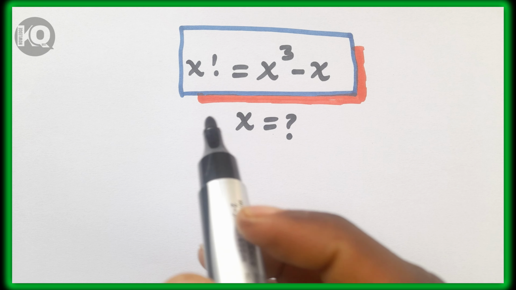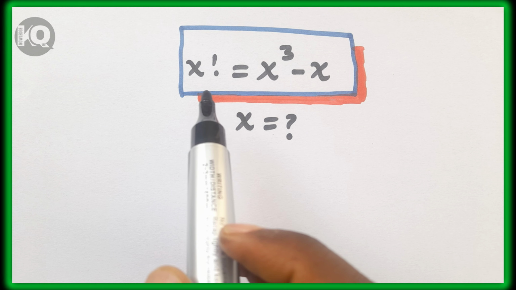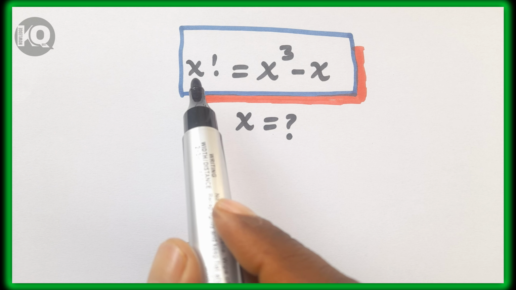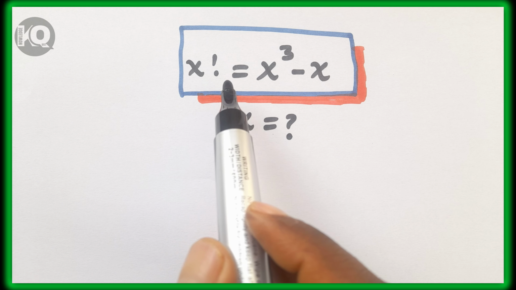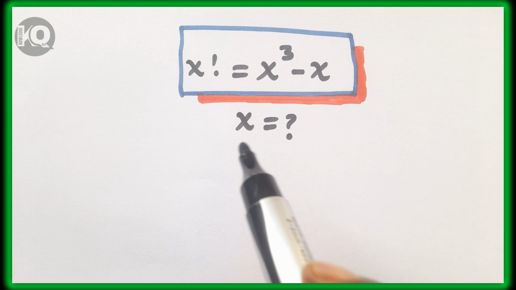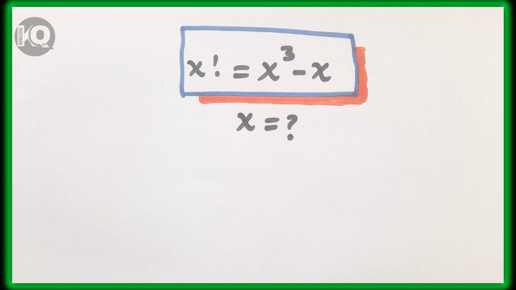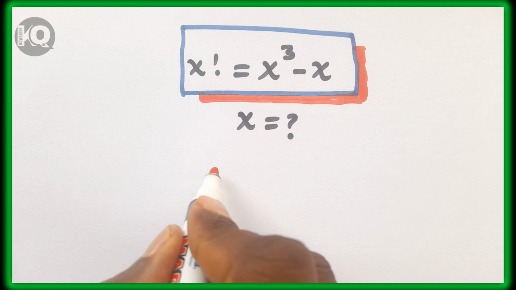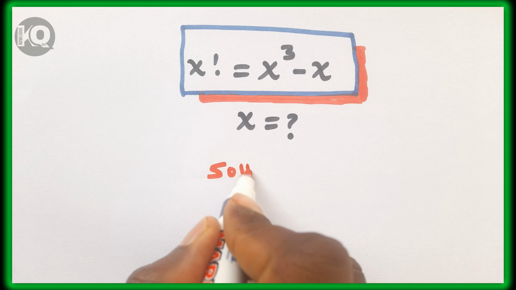Hello everyone, welcome. In this video we are going to solve this equation, which is x factorial equal to x cubed minus x. Find the value of x from this equation. So let's begin the solution.